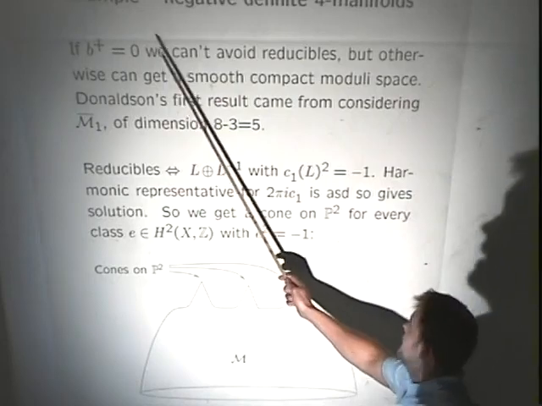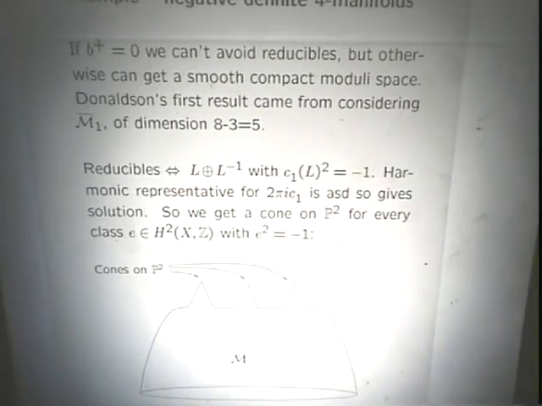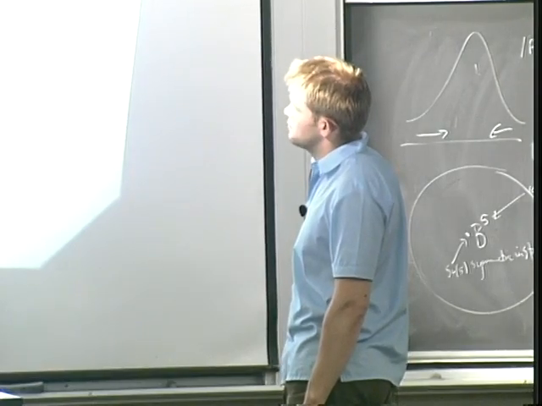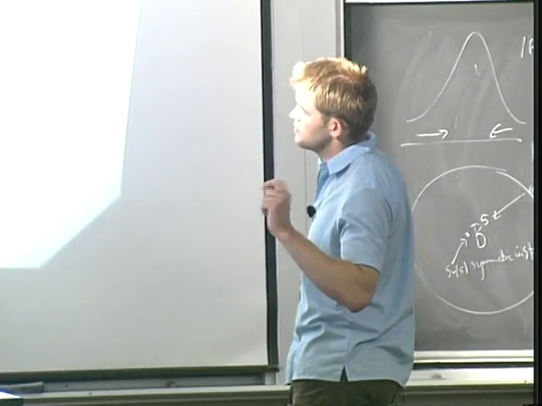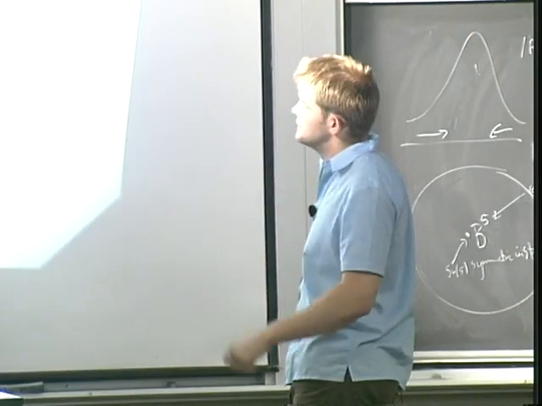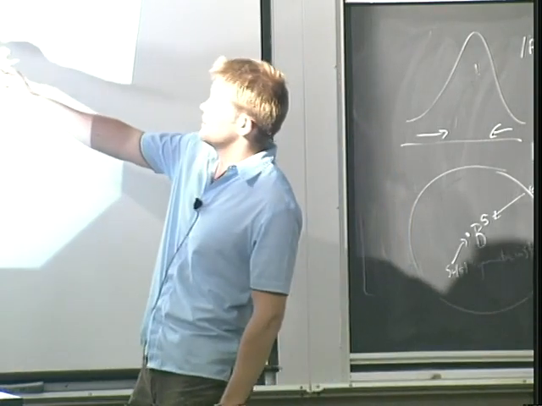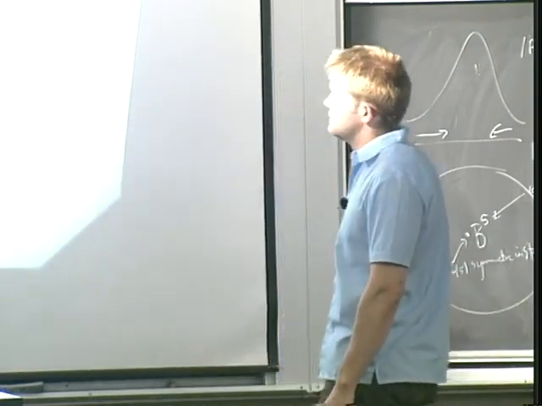But let's consider that case. So we can't avoid them. But otherwise, using all our transversality results, perturbing the metric, we get a smooth, compact moduli space. And Donaldson considered the case where the second Chern class was 1, so you can only get 1 bubble, and it had dimension 5. This was from the Atiyah-Singer index formula I gave earlier.